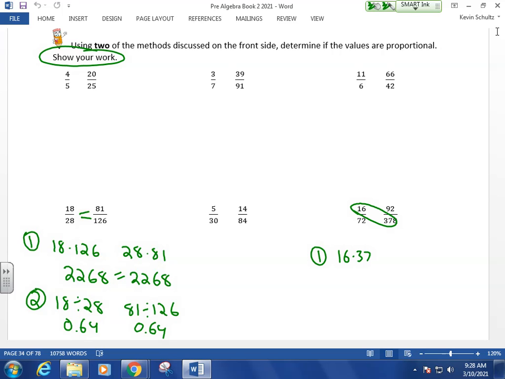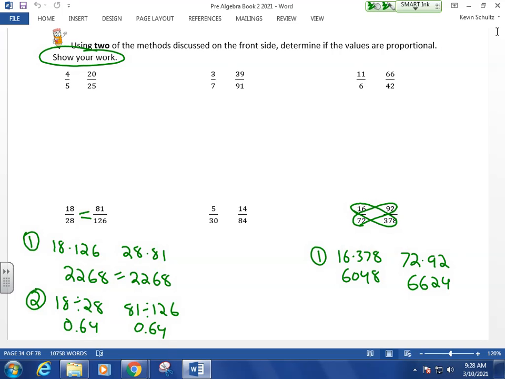16 times 378 equals 6,048. And then 72 times 92 is 6,624. Are those equivalent fractions or equivalent rates? No. Because those products are not the same, that means they're not going to be equivalent.